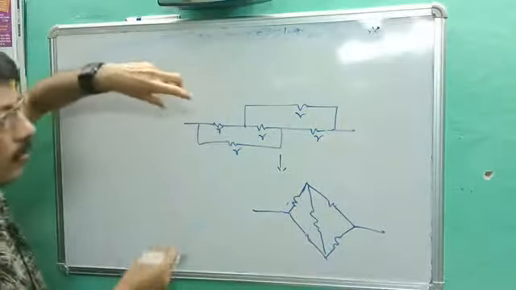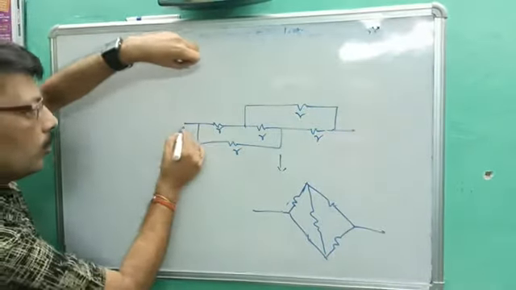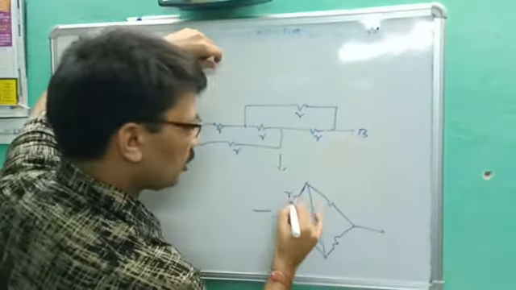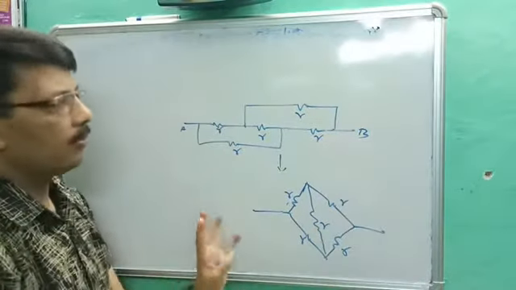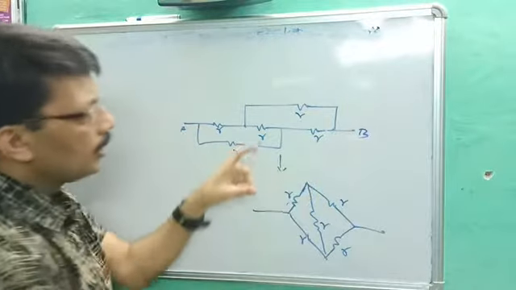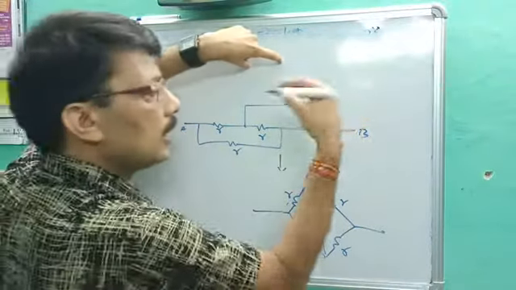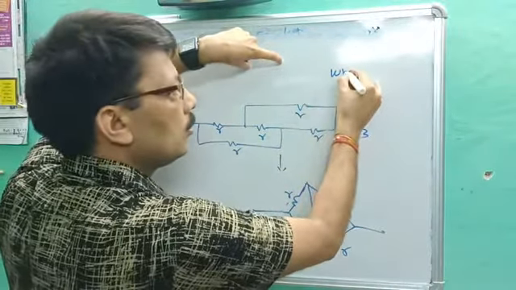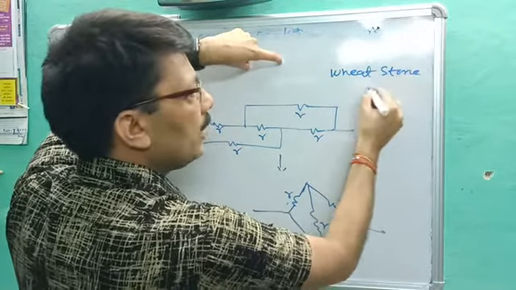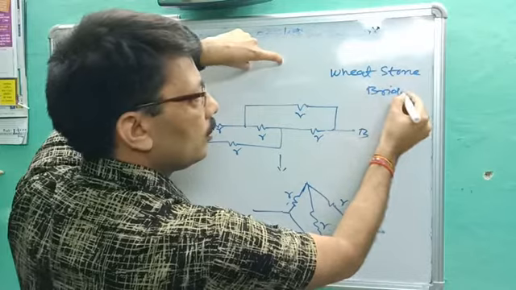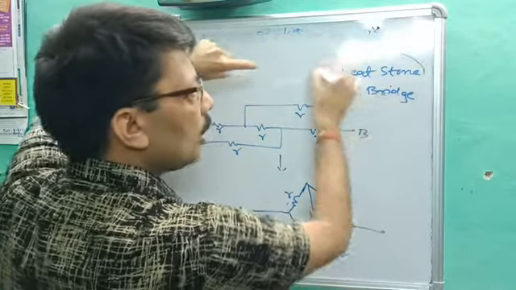Both are the same diagram. If you expand it, you will get the same diagram. The resistances are R. If you are getting that type of diagram, both are the same. Okay, so it is called a Wheatstone bridge. In class 12 you will study the Wheatstone bridge. This is called a Wheatstone bridge.